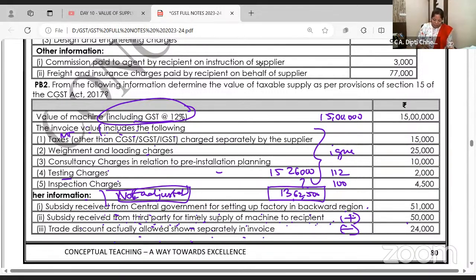फिर से एक बार, क्योंकि ये प्रॉब्लम रिपीट आ सकता है. एक ये 12th वाला, value of the machine 15 lakhs. All these are already included and anyhow they have to be a part. Subsidy received from central government, कुछ भी नहीं करेंगे. Subsidy received from third party, add back. Trade discount minus. Now whatever you are getting, that is 112. So 100 is how much?